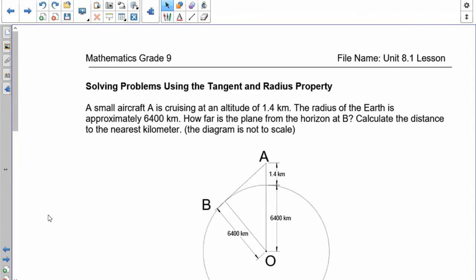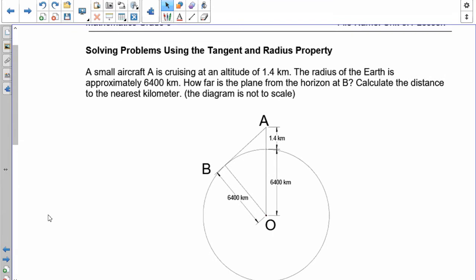This is the next type of question we get. This is where we have something outside the circle, and you need to either find this or you're given it and you have to go here. It's the exact same question as we just did previously, except that you're given the distance from O to A, which is going to be 6,400 plus 1.4 kilometers. A variation on this question would be to find the 1.4, and we'll be doing that a little bit later.